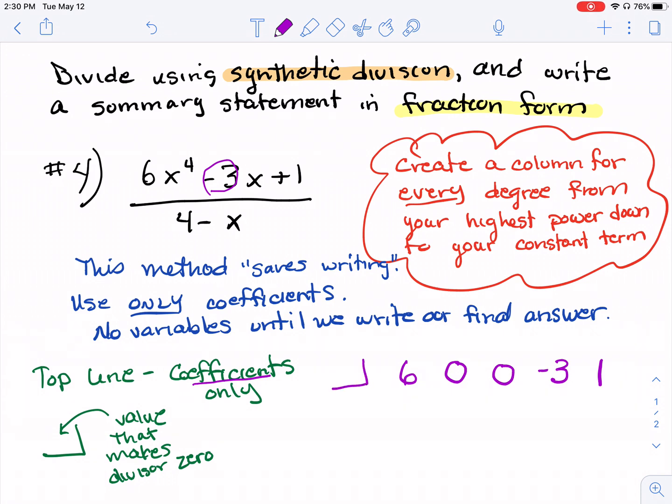Then we're going to make this little box. I know we did this a little bit in Algebra 2 last year, but I'm going to go through the details just in case you don't remember. Inside this box, I've made a note over here on the left side. Inside the box, we're going to put a number. That number that goes in there is the value that makes our divisor, the thing that we're dividing by, equal 0. So for this problem, I'm going to take my 4 minus x, set it equal to 0, and solve for x. If you can do this in your head, great. If not, just leave this on your paper. I'm going to put that 4 in my box.